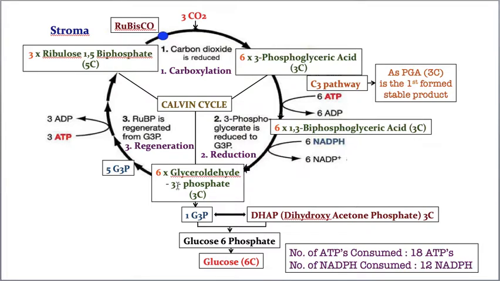This is the way by which you need to understand. Look, the number of carbons utilized is 15, because 3 times 5 is 15. Here 5 times 3 is 15.